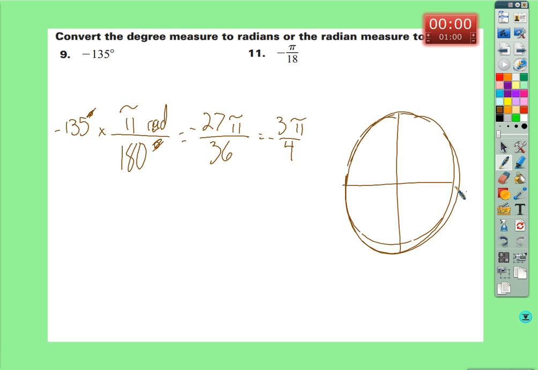Going negative, what does that mean, a negative angle? How do we do that? Okay, what's the other way? Which one is it? Which one's positive? Counterclockwise, okay, which is kind of counterintuitive. So this way's positive, this way's negative. 135, let's see, that's 90, that's 180, 135, that's right there. Negative 135. And negative 3 pi over 4.